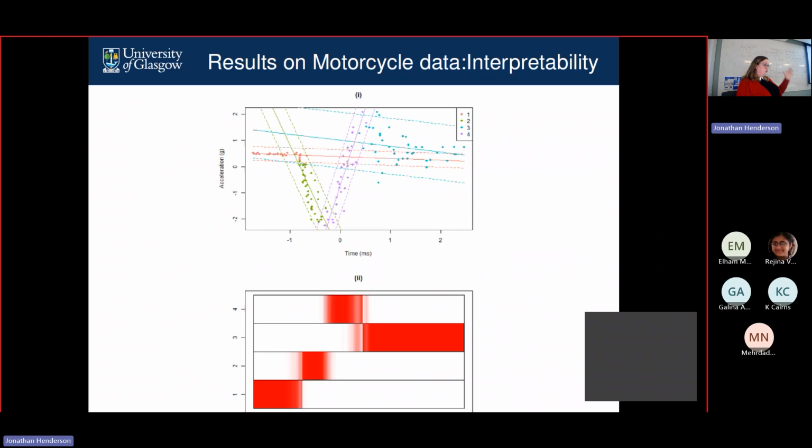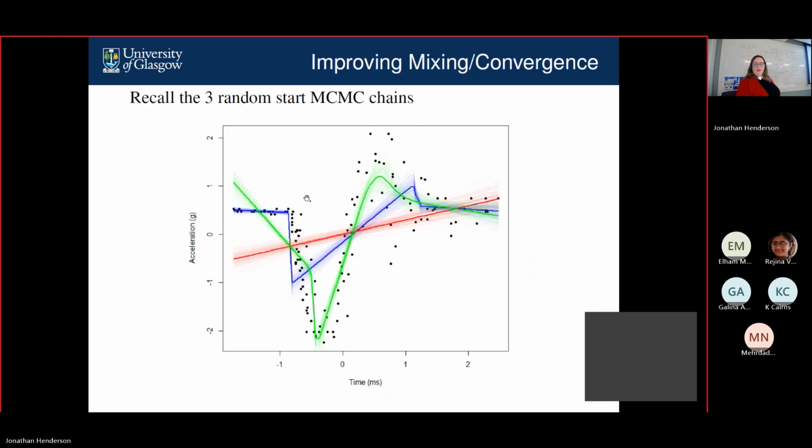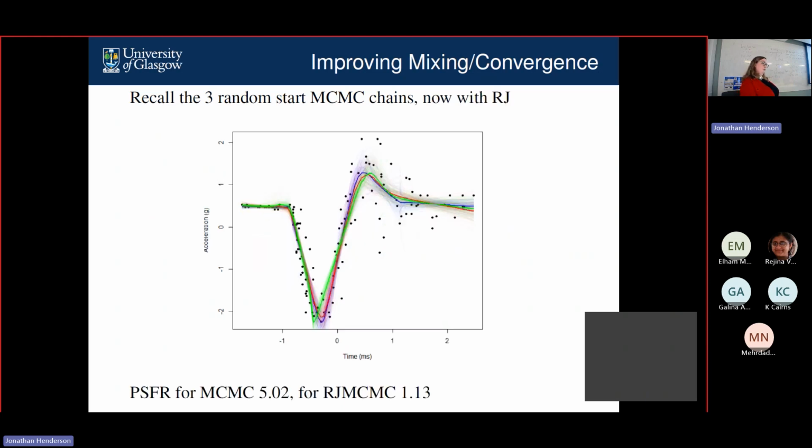If you have a GAM, you've got a surface, but you don't have a relationship between the variables, but this is really interpretable. Whereas here you can say, okay, well, if I'm in the first phase, there's no effect of time. Second phase, there's suddenly a dramatic decreasing effect and so on. Remember the three random starts, the horrendous ones? This is what they look like when you run them through reversible jump. So it can be useful, and it basically improves the mixing of the model in a huge way.